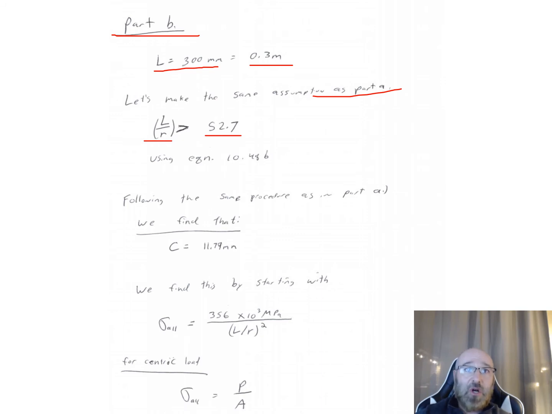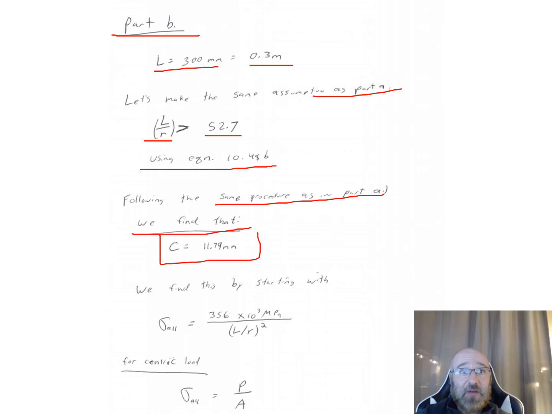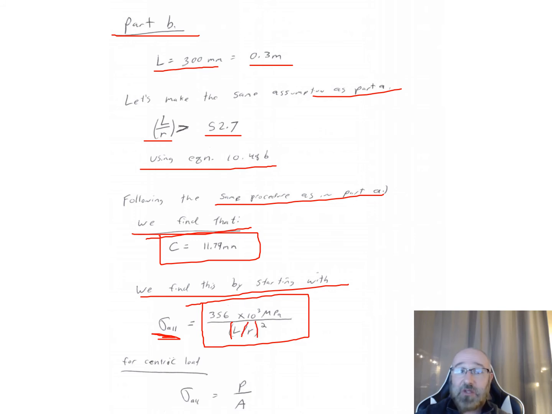So we'll use our equation 10.48b from our textbook, and we'll follow the same procedure as we did for part A. We'll find that our C is equal to 11.79 millimeters. Let's just go through and double check that, and I'll show you how we step through each step. We start out with that relationship for allowable stress given to us as 365 times 10 to the third MPa, all divided by L over R squared. Again, that's coming from that same chart that we saw before.